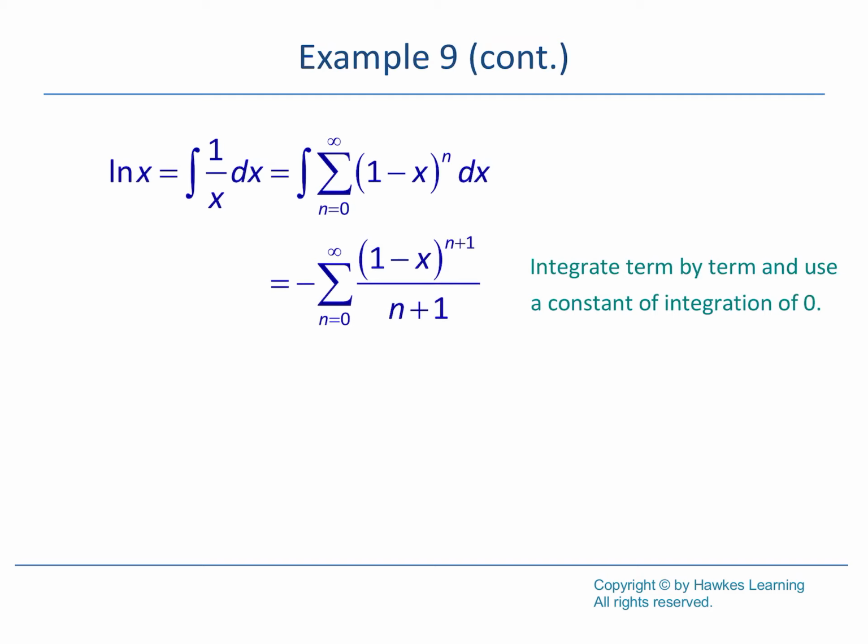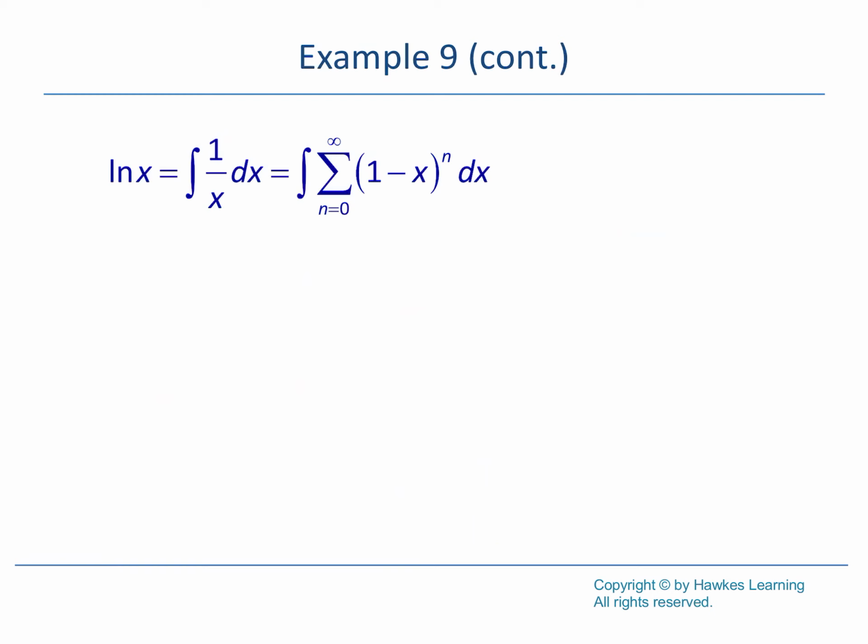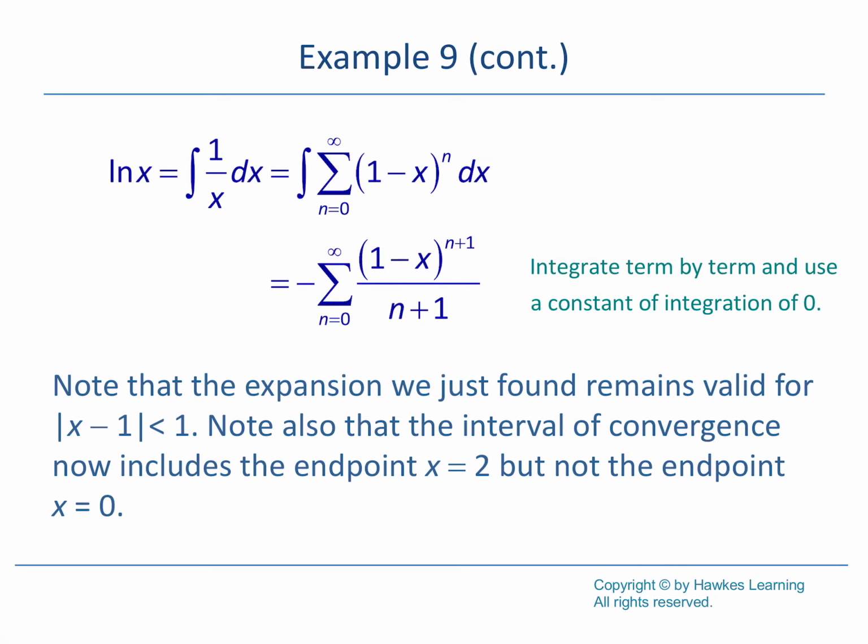Do remember that this Taylor series only converges for x's that are close enough to 1, within a radius of 1, so from 2 to 0. This will also maintain that same radius of convergence. And now the interval of convergence actually includes the endpoint x equals 2. But yeah, we actually just found that Taylor series by integrating.